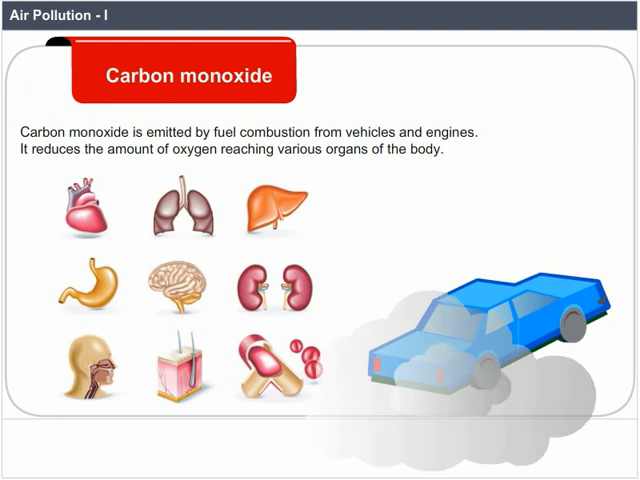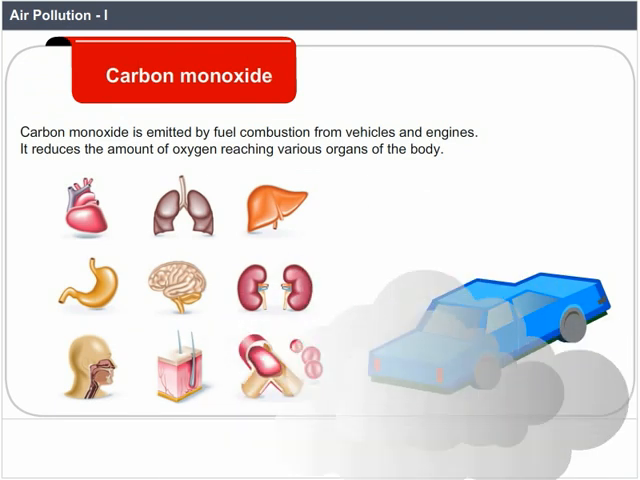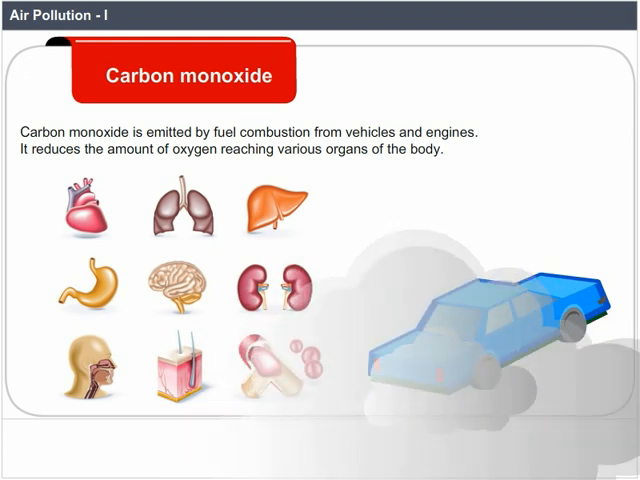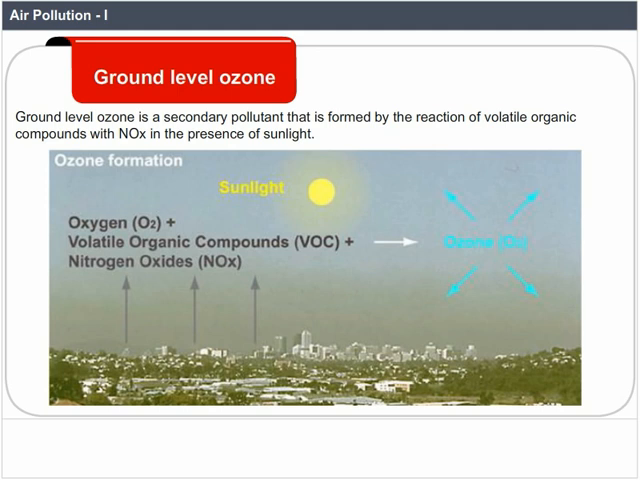Carbon monoxide. Carbon monoxide is emitted by fuel combustion from vehicles and engines. It reduces the amount of oxygen reaching various organs of the body. Ground level ozone. Ground level ozone is a secondary pollutant that is formed by the reaction of volatile organic compounds with nitrous oxide in the presence of sunlight.